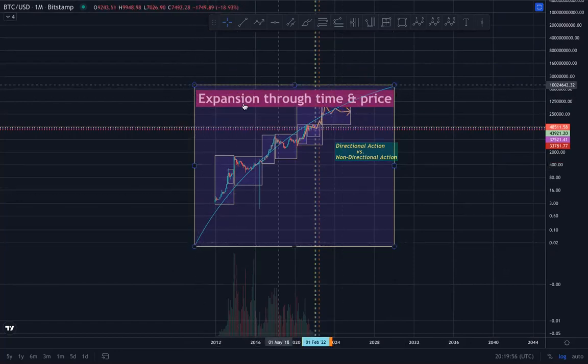To me, the idea of this expansion through time and price is interesting. It brings up Einstein's theory of relativity, because in some sense, this gives me the feeling of a Big Bang and a universe expansion.